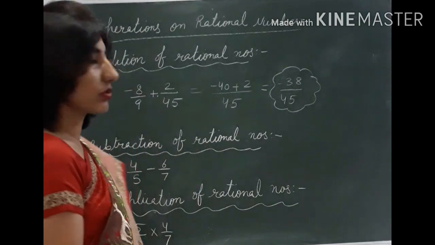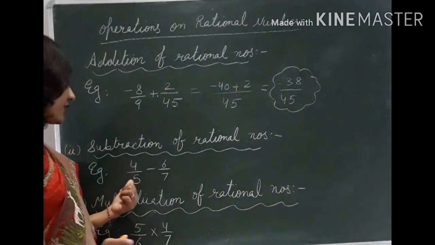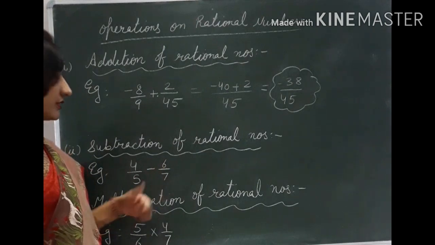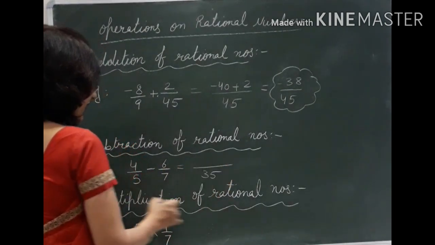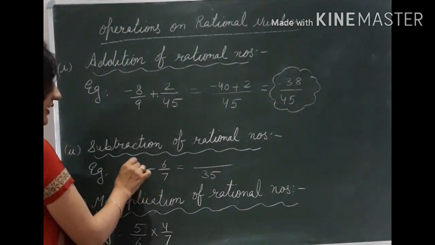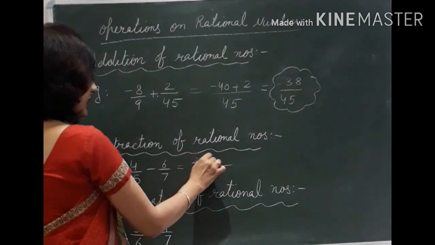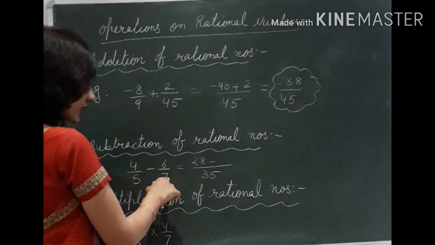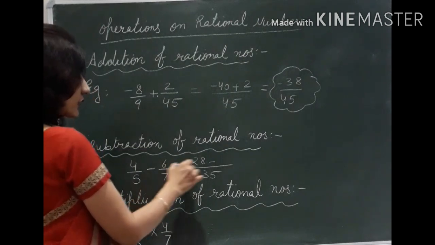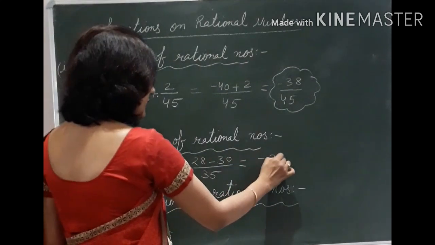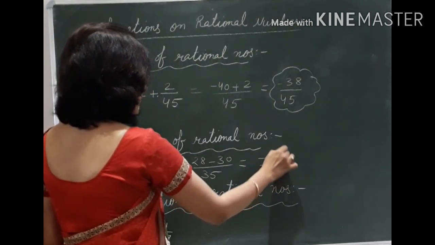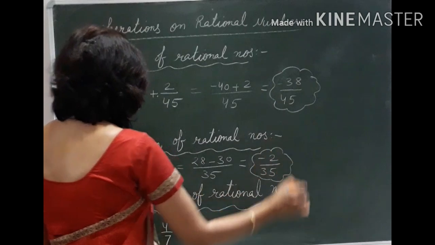Next is subtraction of rational numbers. 4 by 5 minus 6 by 7. So again take LCM of 5 and 7. LCM will come 35. So here into 7, 35 into 7. So this will be 28 minus, 7 into 5, 35, so 6 into 5, 30. So 28 minus 30 will be minus 2. So minus 2 upon 35 will be the answer.